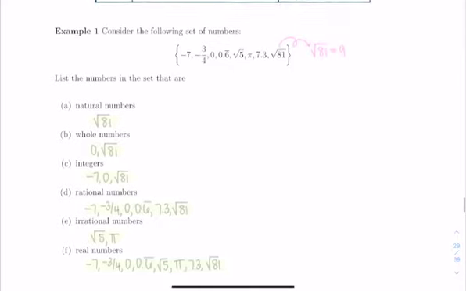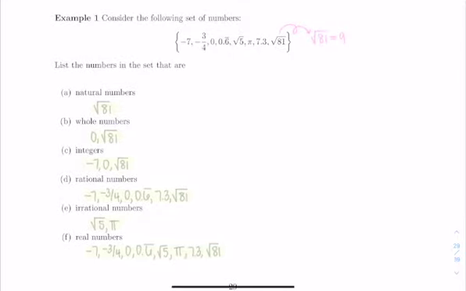-7, -3/4, 0, 0.6 repeating, the square root of 5, pi, 7.3, and the square root of 81. Well, first things first, let's go ahead and simplify whatever we can. So the only thing that I can simplify in here is the square root of 81. So let's just go ahead and write what that actually is. The square root of 81 is 9. So now that everything is simplified, it will be easier to put it in the correct subsets.